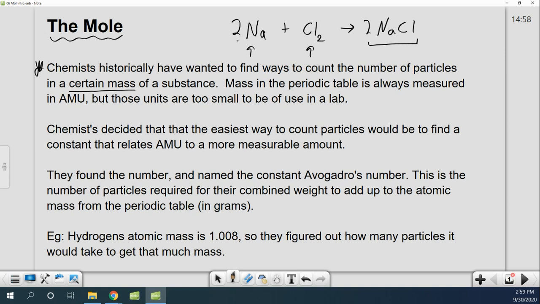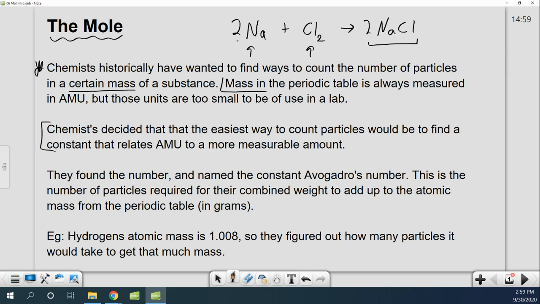So mass in the periodic table, right here, is always measured in atomic mass units. Now, those units are way too small to be of use in a lab, right? They measure how much a single atom weighs. I don't have a scale. Nobody has a scale that'll measure a single atom. So we can't use those numbers.